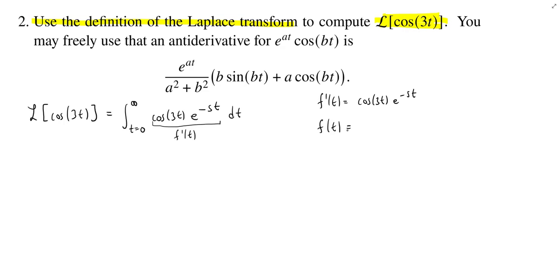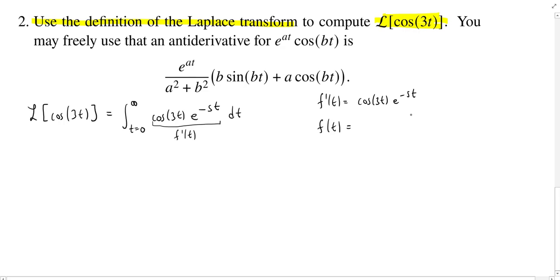Huh, that's interesting. I highlighted the first sentence, but I don't think I highlighted the second sentence anywhere. Why not? I didn't read that. What did that say? It says you may freely use that an antiderivative for e to the at times cosine of bt is this. Whoa, hey, that's a game changer. I don't have to compute an antiderivative for this. They're telling it to me.